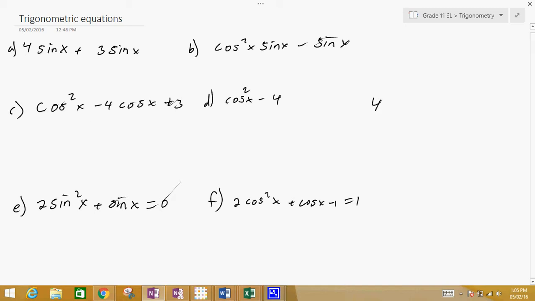For instance, if you had 4x plus 3x, this is equal to 4 plus 3 is 7. You have 7 x's. Same whether you have sine x or if you just have the x's, it's the same rules. So 4 sine x plus 3 sine x, well, you've got 7 sine x's. So the answer is 7 sine x.